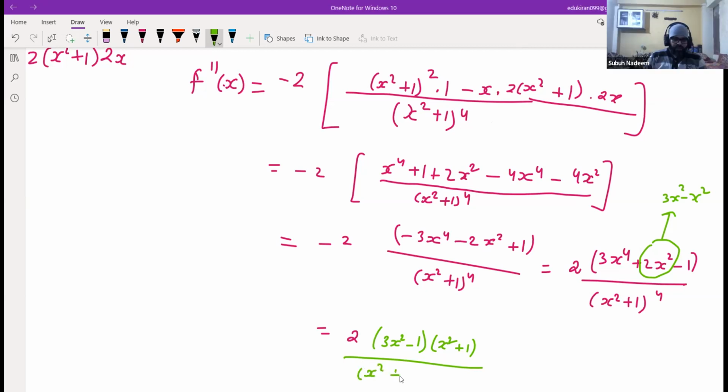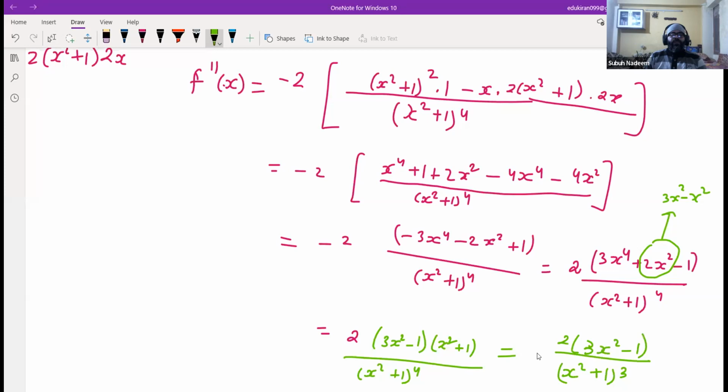By x square plus 1 to the power 4. Now 1x square will cancel. 2 into 3x square minus 1 by x square plus 1 cube. It is a difficult question. Anyways, so till here we have got the final simplified form.